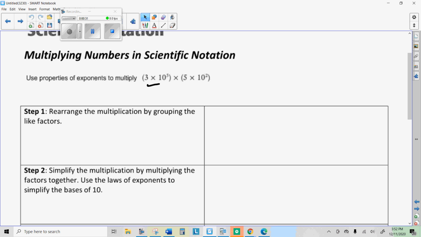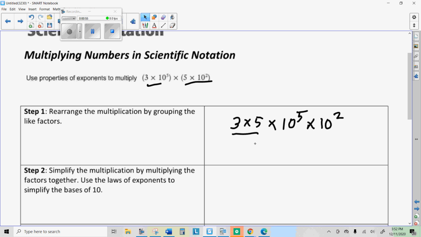So these two numbers are written in scientific notation. First thing you're going to do is just rearrange them. Multiplication is commutative and associative, so you can just rearrange them any way you want, multiply them in any order you want. And so we're going to write it like this. That way we can multiply together these two numbers.